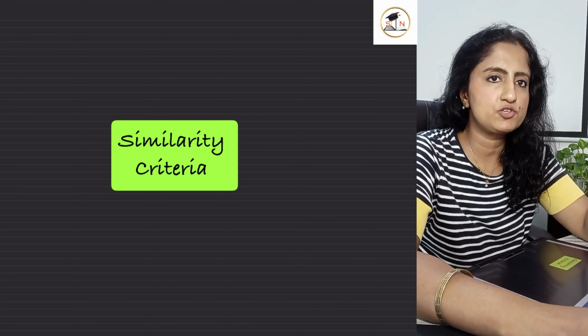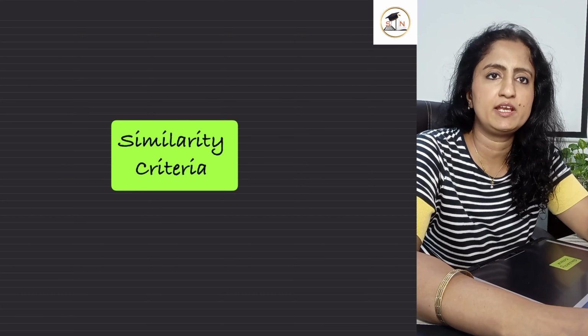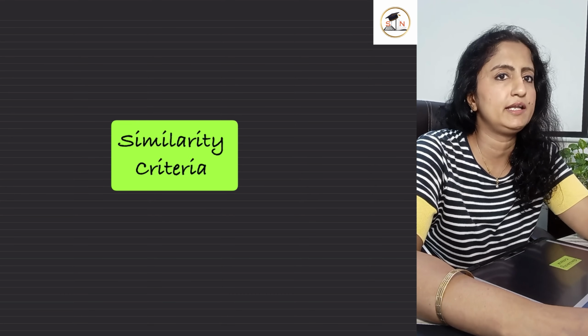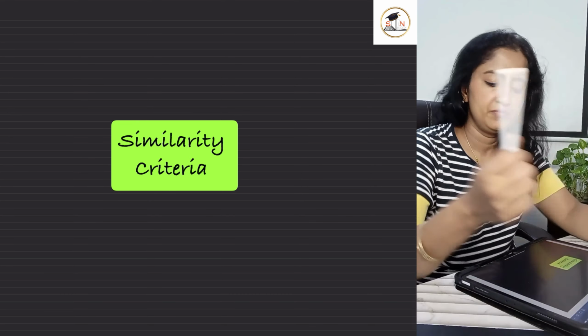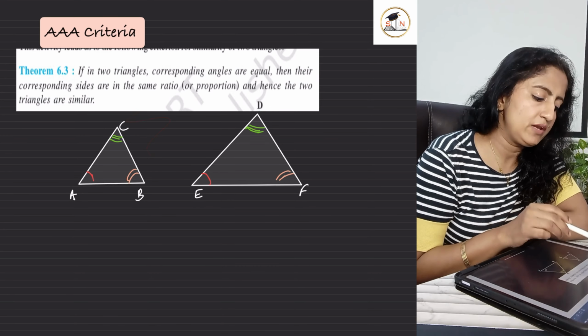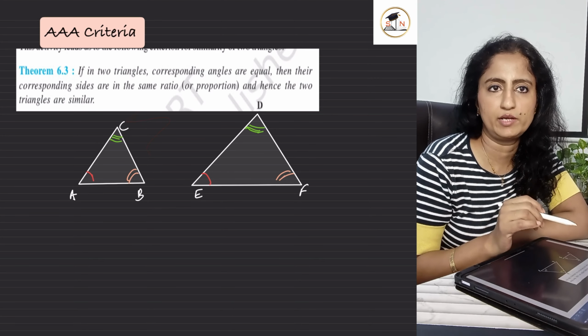We are not going to do many questions over here, but understanding the criteria is very important, and we will be doing one question per criteria. Okay, so now let's start with the first one. The criteria is AAA criteria. In a triangle, there are three angles, right? So when we say AAA criteria, we are talking about all the three angles together.